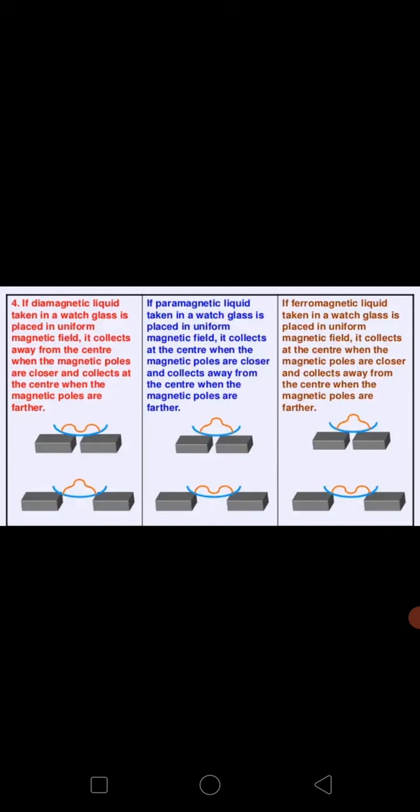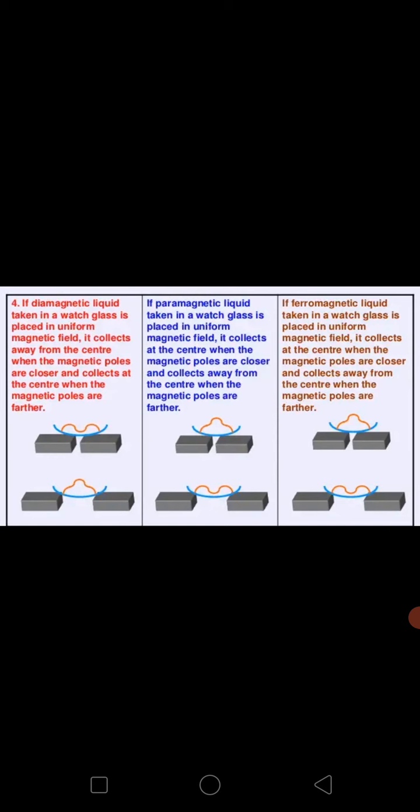So you are observing in the first diagram, the poles of the magnet are very close to each other. So there the strength of the magnetic field is more, but the diamagnetic substance will be less there and it will be more at the poles where the magnetic field is slightly weaker as compared to the center. When you increase the distance between the poles, then what will happen? The strength of the magnetic field in the middle decreases and at the poles increases.